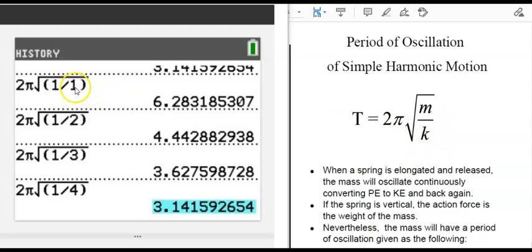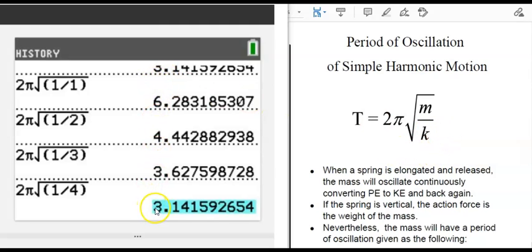As you can see here, when k's value is 1, we have a 6.28 second period. And then, of course, when the k value increases to 2, we have a 4.4 second period. And then when the k value is 3, we have 3.62. And then when k value is 4, we drop all the way down to 3.14.